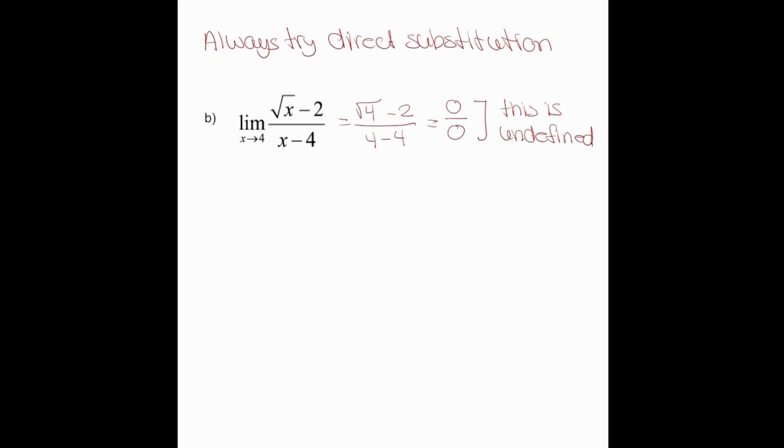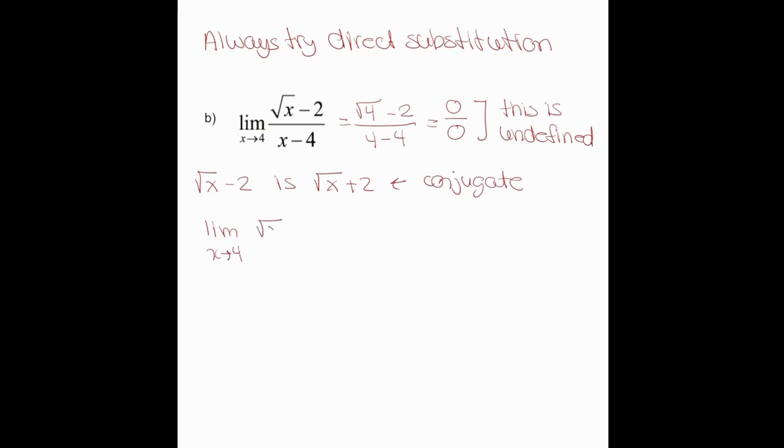So in this situation, we cannot use direct substitution because we don't want a 0 on the bottom. And whenever you have a radical, you need to multiply by the conjugate. So the conjugate of root of x minus 2 is root of x plus 2. This is the conjugate. So I'm going to rewrite this as the limit as x approaches 4.